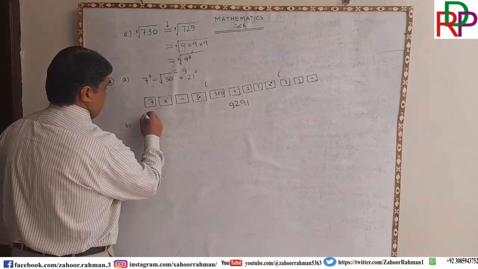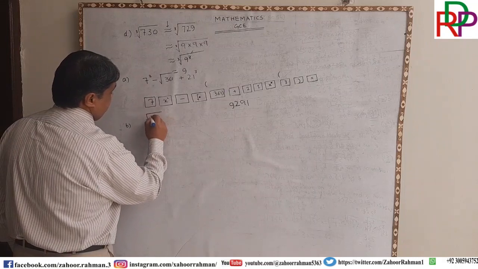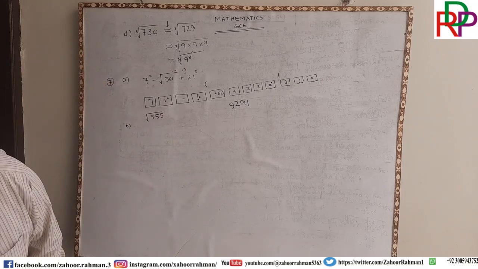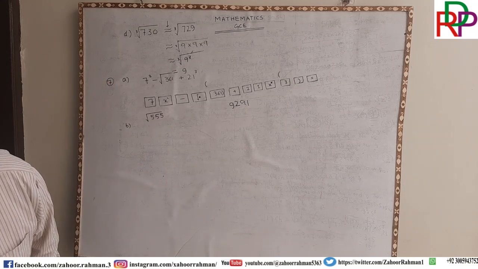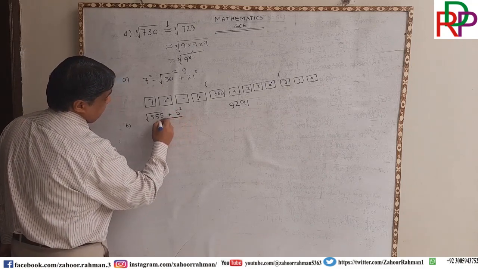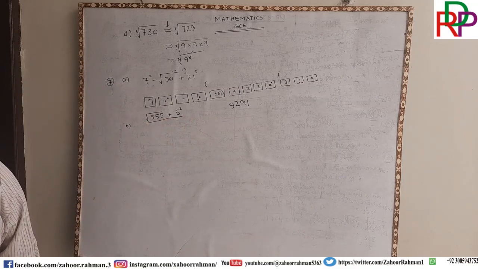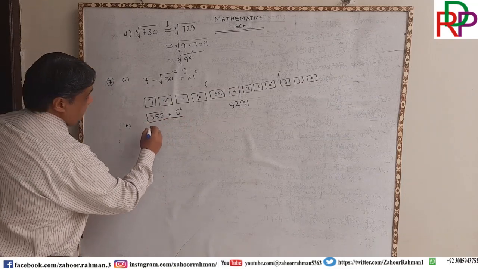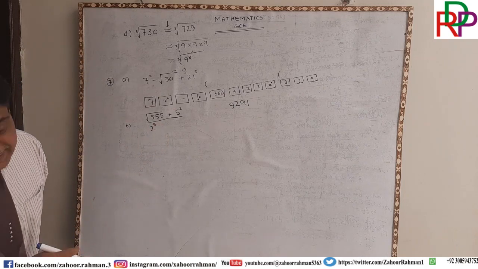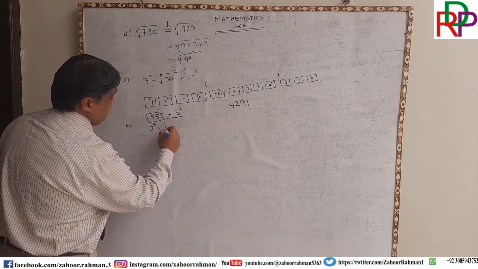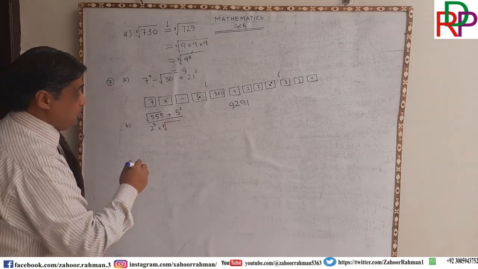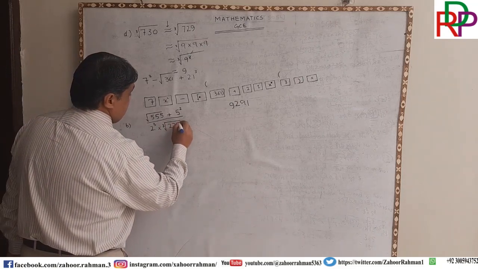So the square root of 555, plus 5 squared, and then divided by 2 raised to the power 3, multiplied by the cubic root of 222. Now this is the question.